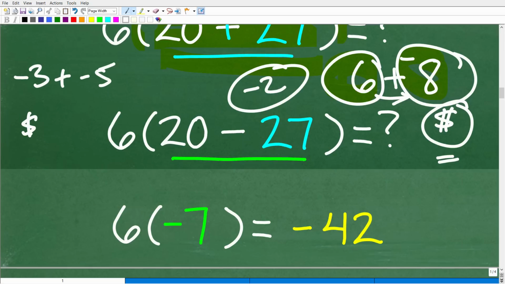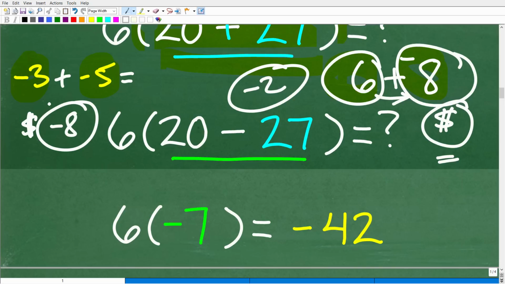Now, from a financial standpoint, how can we interpret this? Well, this would be like $3 in debt. Like, oh, I owe this person $3 and I owe this person $5. So what is your total financial situation? Well, you're in debt negative $8, right? So a negative plus a negative is another negative.